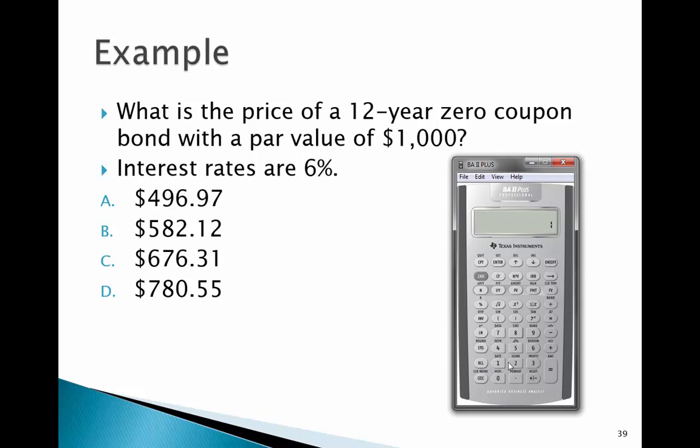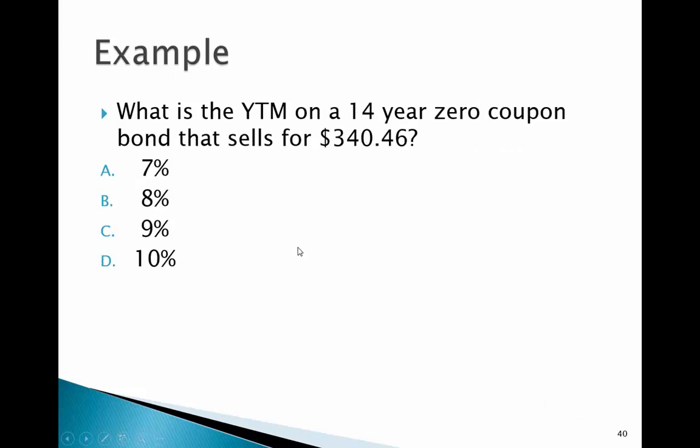Rates are 6%, so let's see, 12, 6, there's no payment, $1,000, and find that price, $496, so A is the right answer here. It's pretty straightforward. What's the yield to maturity of a 14-year zero?